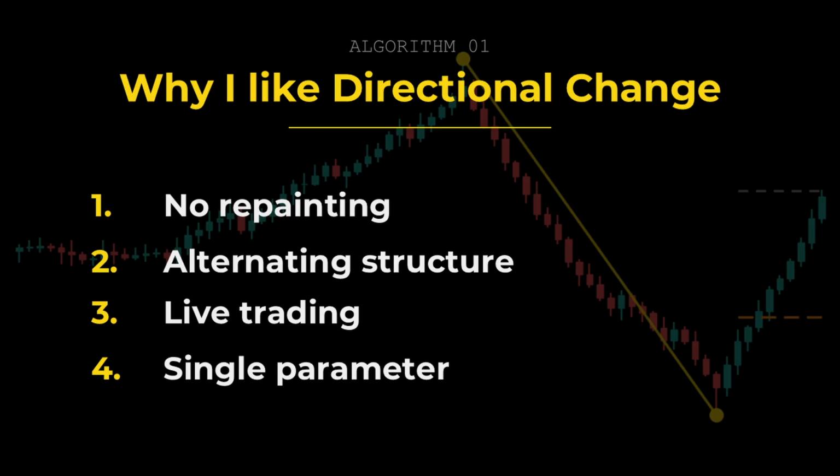By adjusting it, you're essentially controlling the sensitivity of the detection. A larger value means only the most significant swings get confirmed at the cost of slower confirmation. A smaller value gives you more swings with quicker confirmation, but they'll be smaller and noisier. One parameter, one intuitive trade-off.